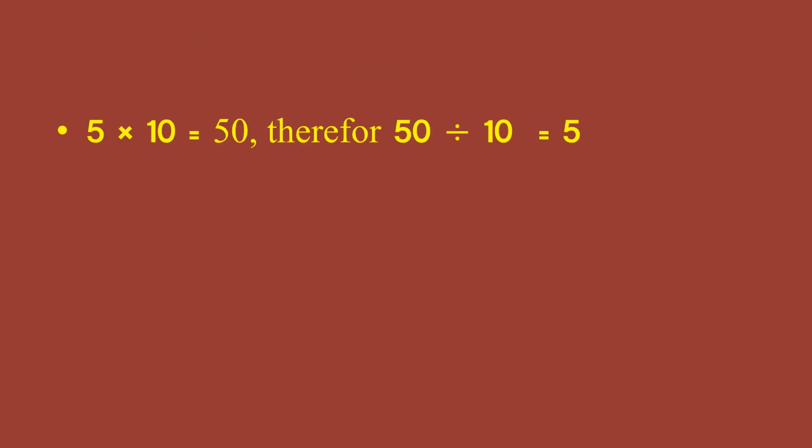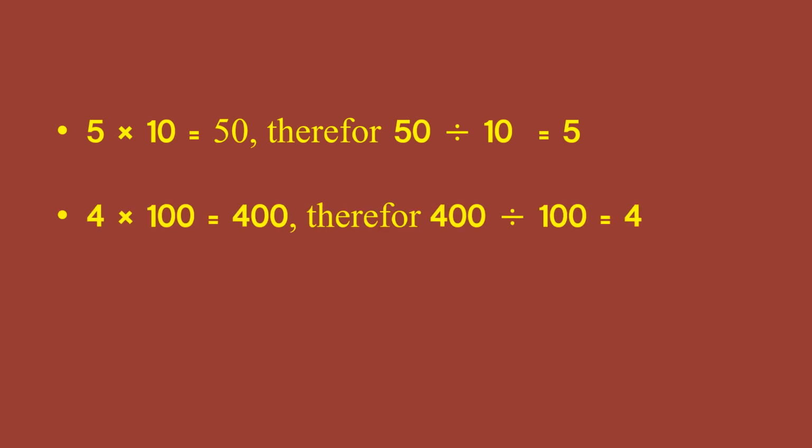We know that 5 multiplied by 10 is 50. Therefore, I can say 50 divided by 10. That means how many 10s are there in 50? We have got 5. Therefore, 50 divided by 10 is equal to 5. 4 multiplied by 100 equals 400. That means in 400 we have got 4 hundreds. Isn't that so? Therefore, I can say 400 divided by 100 is equal to 4.